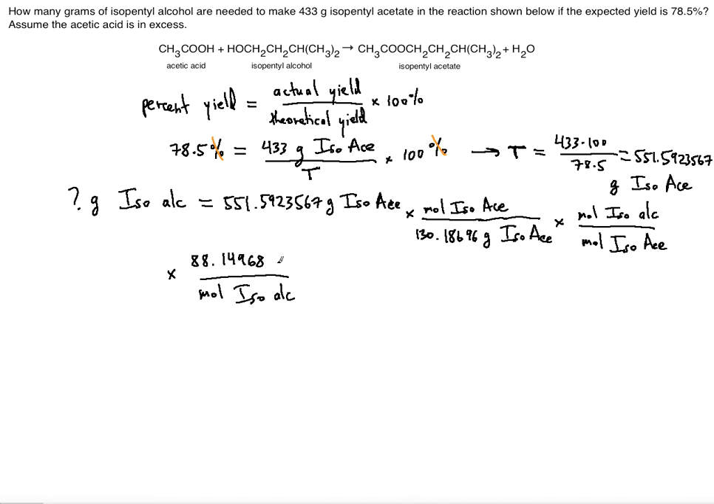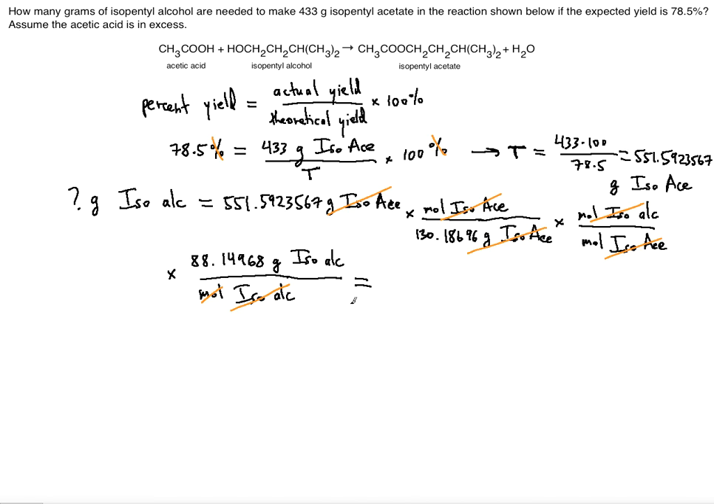88.14968 grams of isopentyl alcohol per mole. As you can see, the units get cancelled out properly. Grams of isopentyl acetate cancel out, moles of isopentyl acetate cancel out, moles of isopentyl alcohol cancel out, and the only thing you remain with is grams of isopentyl alcohol, which is exactly what the question is asking you to find.